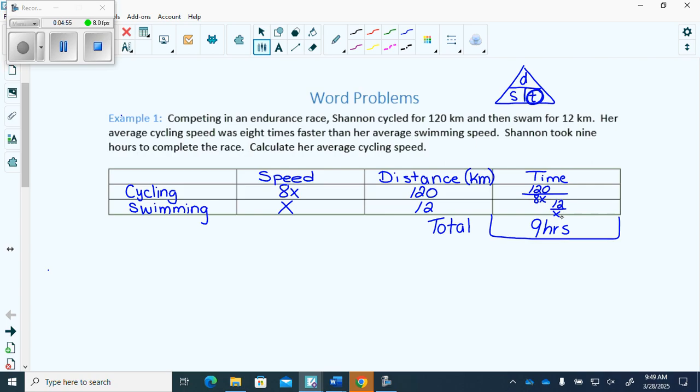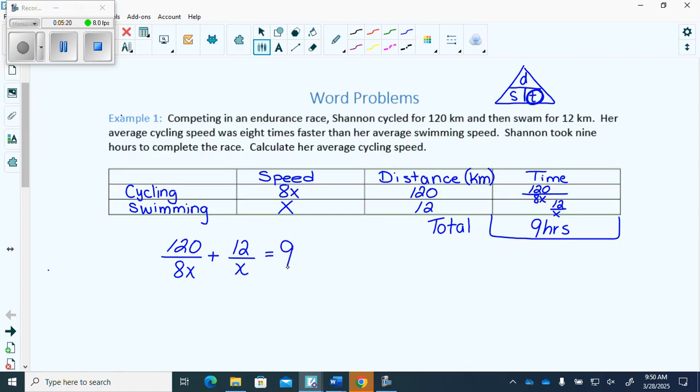So we know the time it takes to cycle, it's 120 over 8x. We know the time it takes to swim, it's 12 over x. We know the total time is 9. How can we write out an equation? What can we write? 120 over 8x plus 12 over x equals 9.